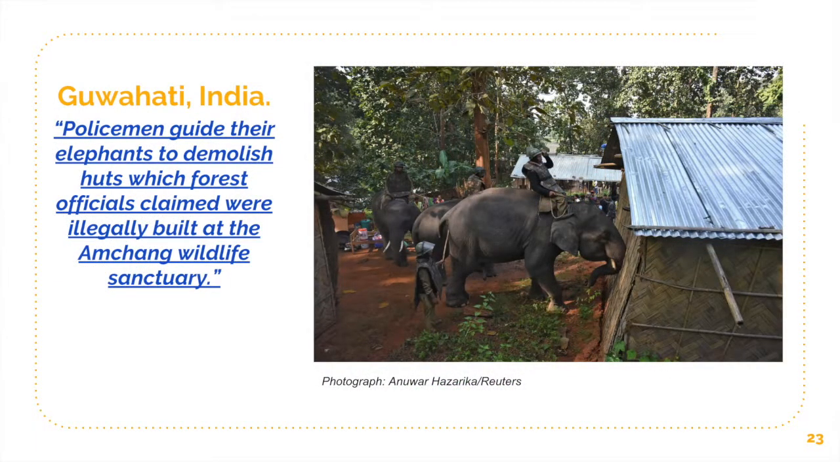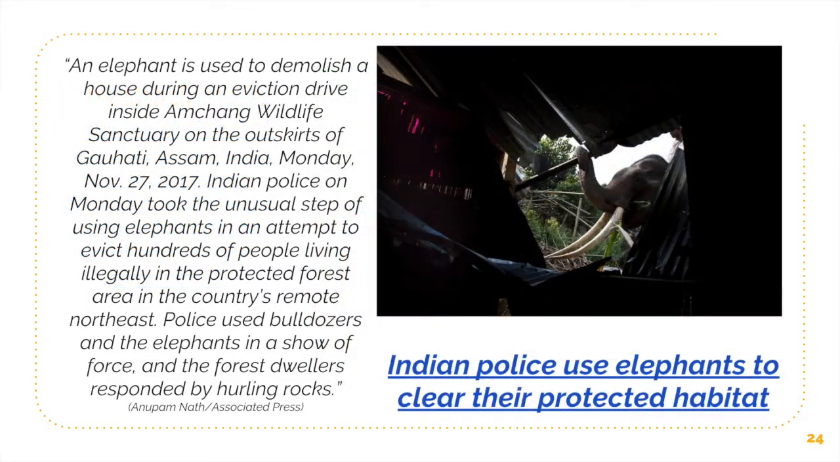And then I revealed to them a little bit more about the photograph after they'd done that. So policemen guide the elephants to demolish huts, which forest officials claimed were illegally built at the Amchang Wildlife Sanctuary. An elephant is used to demolish a house during an eviction drive inside Amchang Wildlife Sanctuary on the outskirts of Guwahati, Assam, India. Monday, November 27th, 2017, Indian police on Monday took the unusual step of using elephants in an attempt to evict hundreds of people living illegally in the protected forest area in the country's remote northeast. Police used bulldozers and the elephants in a show of force, and the forest dwellers responded by hurling rocks.